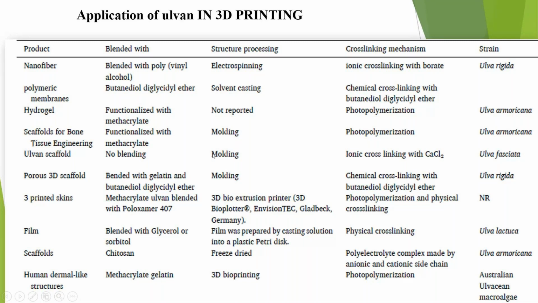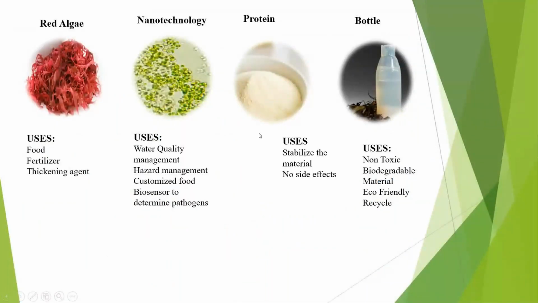There are various polysaccharides. Among them, the most predominant polysaccharides which we focus on for 3D printing are from the brown algae and the red algae. Here, for our research, we have taken the red algae because the polysaccharide content is higher when compared to the brown algae. What we are doing is converting it into nanoparticles using a nanotechnology process. After that, we are fusing it with some protein in order to have stability. And finally, we are targeting to convert it into 3D products.